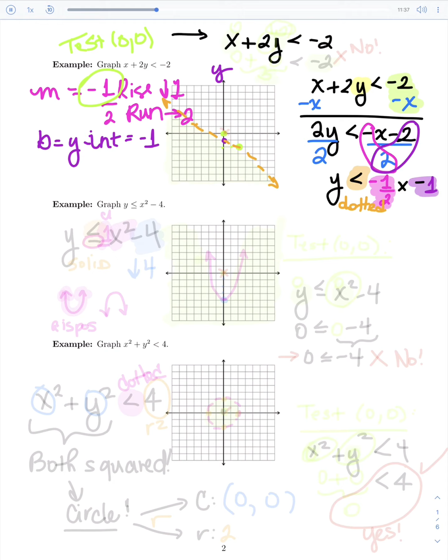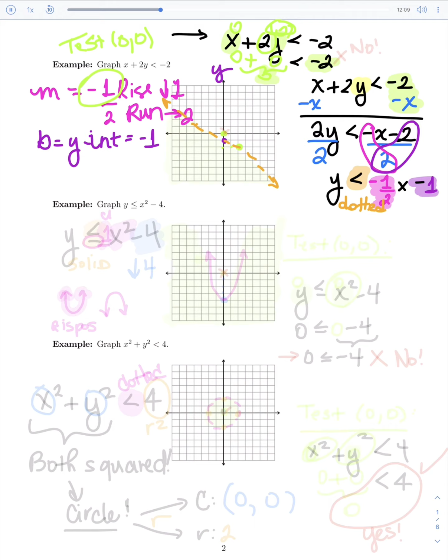Remember that we're plugging in 0 for x and for y. Well, in this part, if you plug in 0 for y, it'll be 0 times 2, which is 0, plus the 0 from the x, which is still going to give you 0 when you add up the two zeros. On the other side, we still have is less than negative 2. So, is 0 less than negative 2?